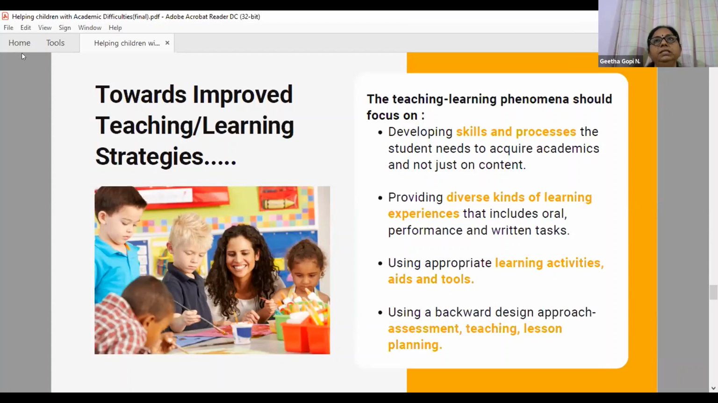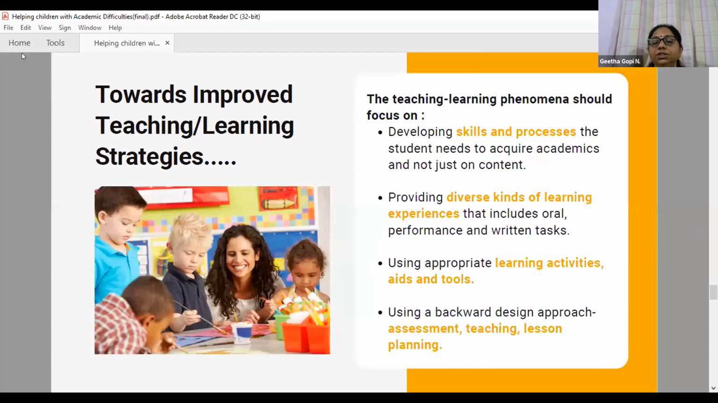So the paper pencil activity also takes place. So if you are doing all these three with almost every concept that you teach, if you think and plan accordingly, by and large you'll be able to reach out to a lot of diverse kind of learners in the classroom. Use appropriate learning activities, aids, and tools.